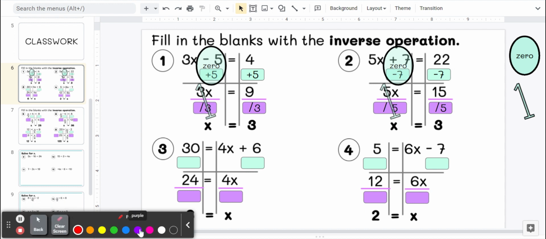I'm going to grab a pen here. So let's say we replace this x with 3. Now remember, it's not 53, it's 5 times 3, because it's 5 times x. 5 times 3 is 15, and 15 plus 7 more, let's see, 16, 17, 18, 19, 20, 21, 22. Perfect, it is 22. So that tells us that 3 is the correct answer.